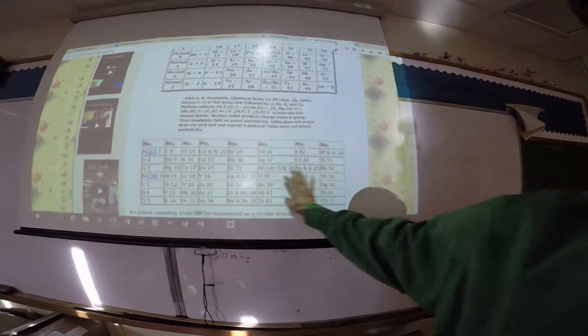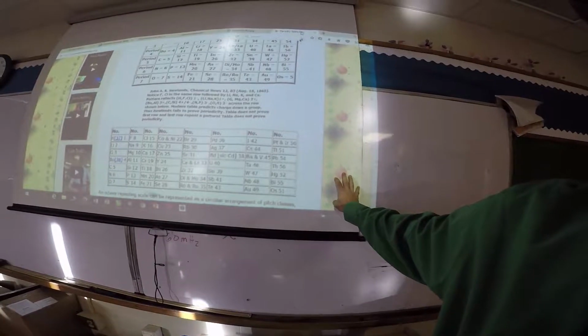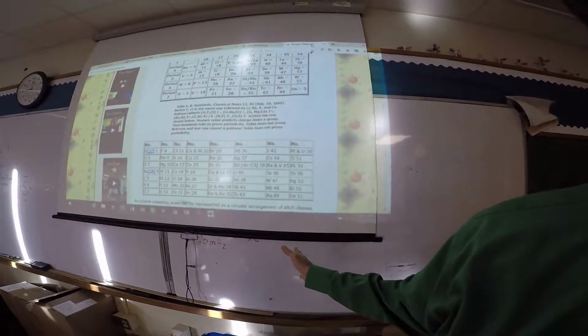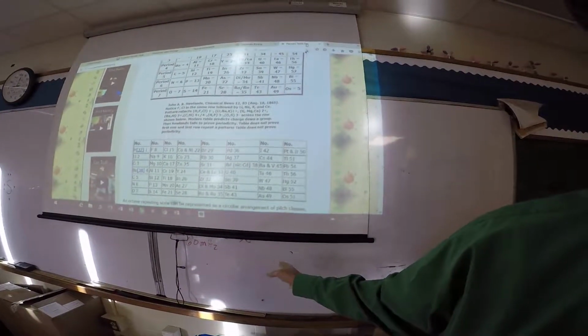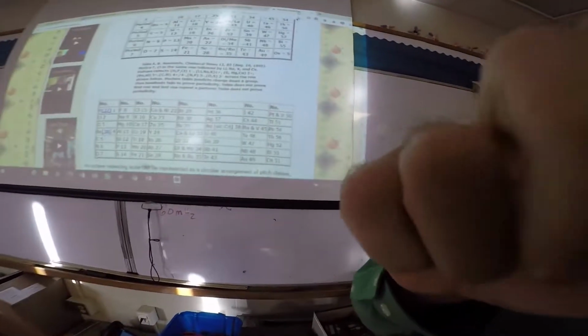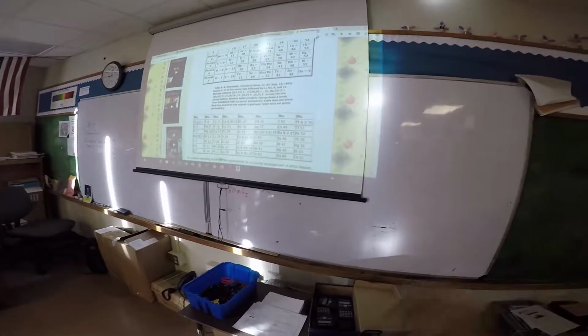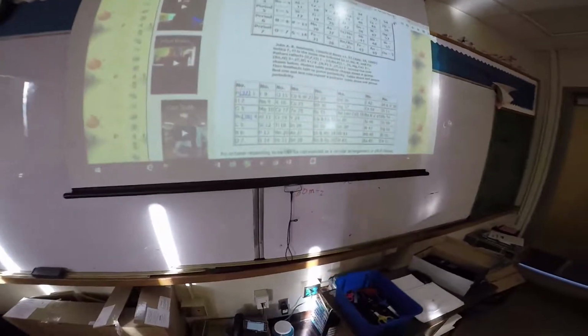So he's got his columns, the rows, the charges going across instead of down. Are you familiar with the current periodic table where the charges go down? Yep. This one's going across. So everybody note that?